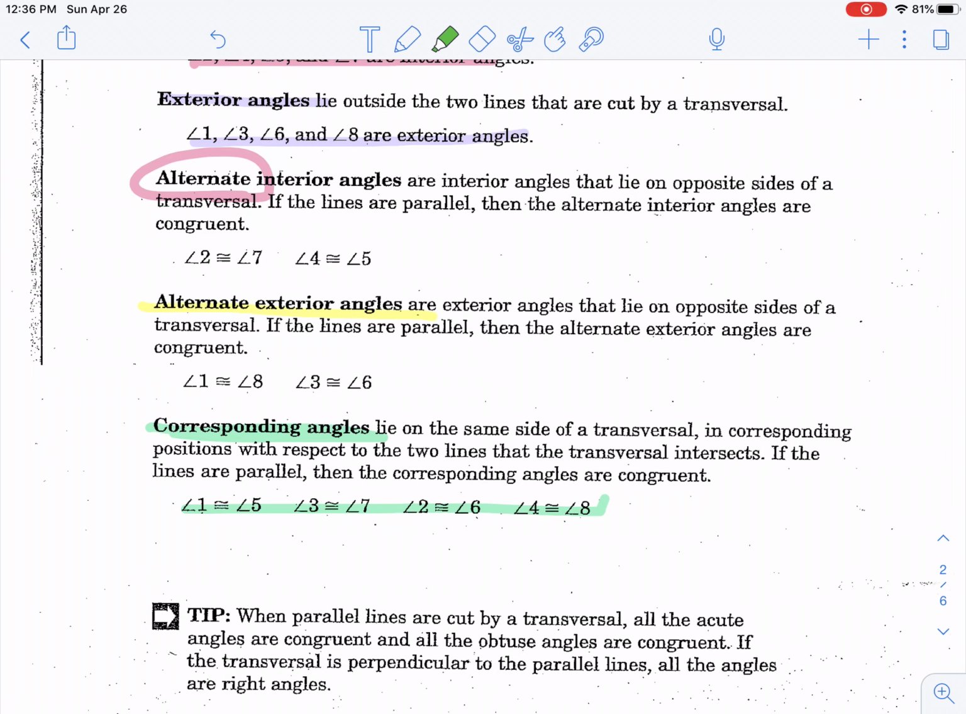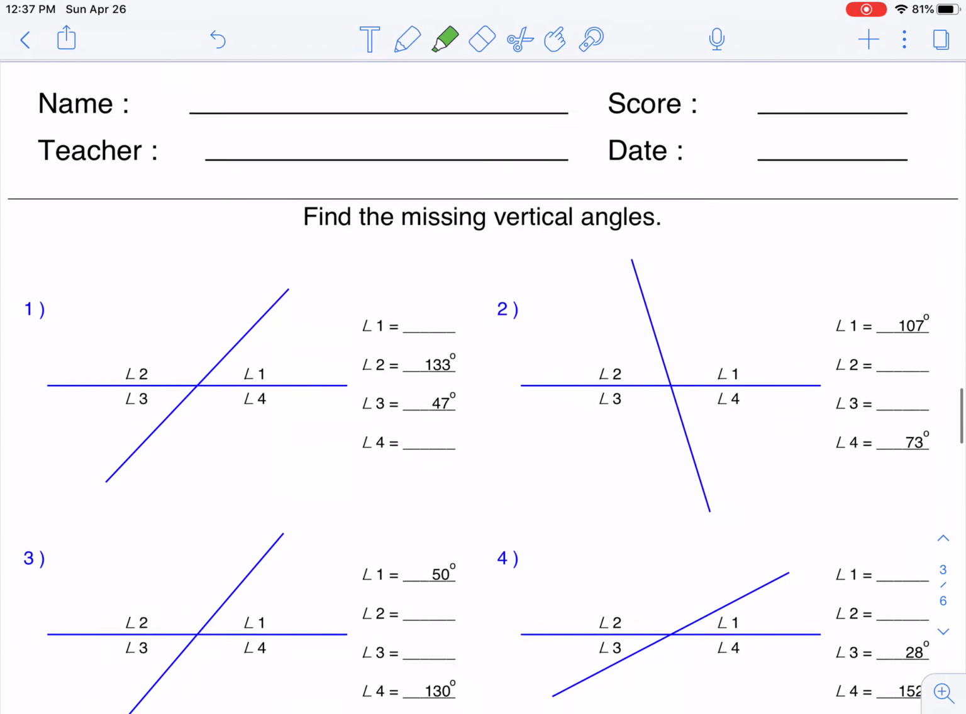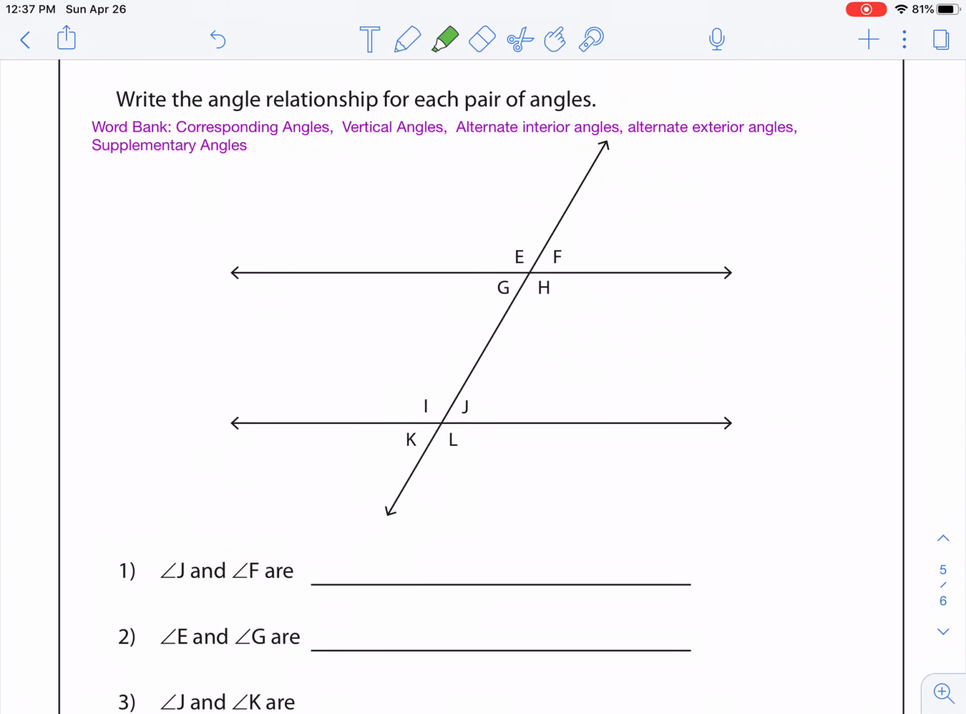So I'm not sure this packet's in the exact order I want it to be in, but I'm going to scroll down here to the end. And it says, write the relationship for each pair of angles. And we have a word bank. We're going to use corresponding, vertical, alternate interior, alternate exterior, or supplementary. So I'm going to use colors here, J and F.